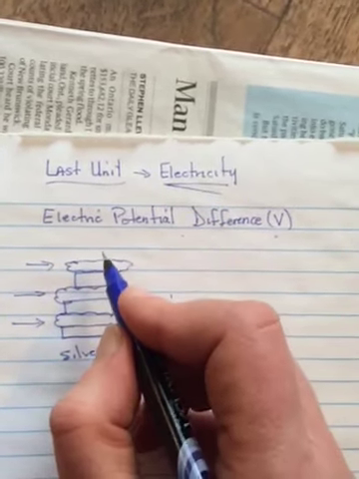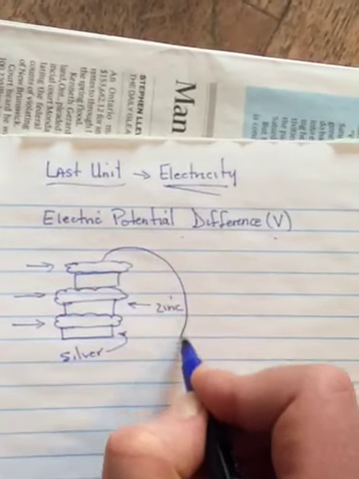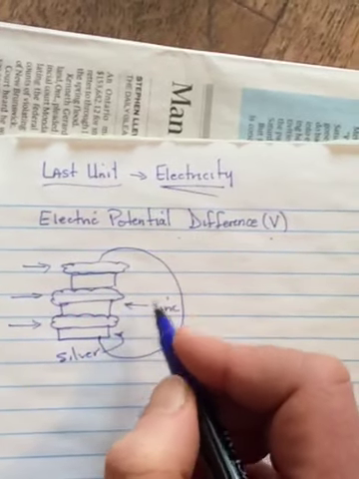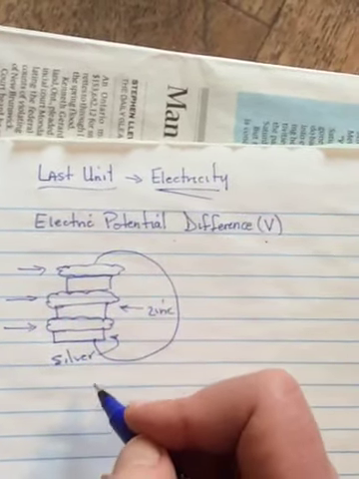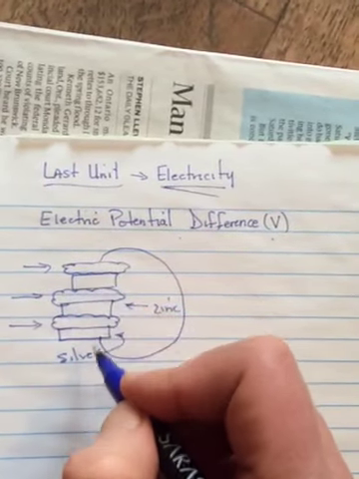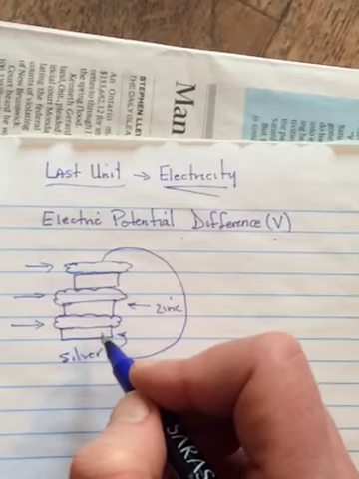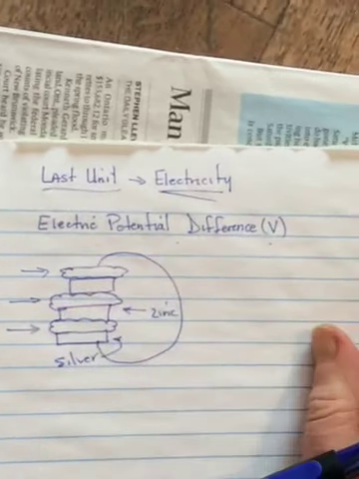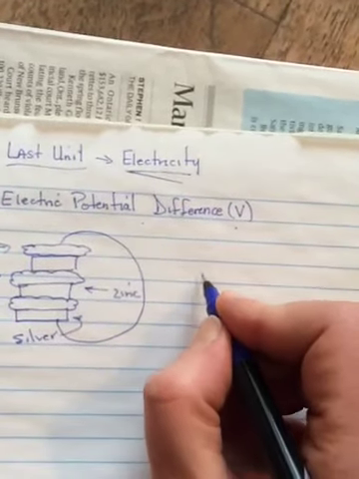And when he did that, then when he took a wire and placed it from one to the other, he noticed that a current would flow. He realized that he had created a potential difference between these two objects, between these two ends. And that's exactly what a battery does.